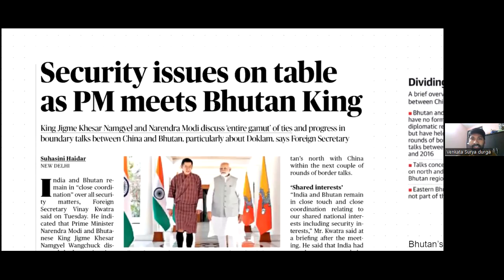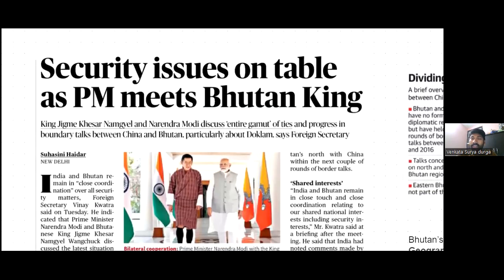So Bhutan's king is on a visit to India. He discussed security issues with Prime Minister Narendra Modi. Recently, the Bhutan Prime Minister said that China is also part of the discussions on the Doklam issue, a trilateral junction between China, Bhutan, and India.